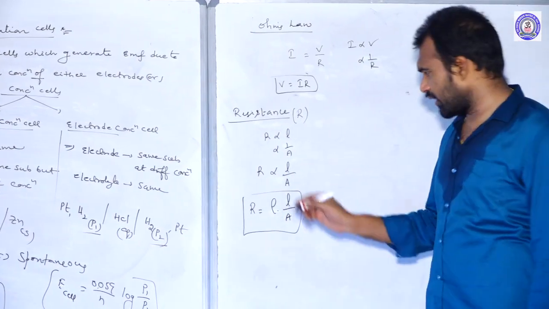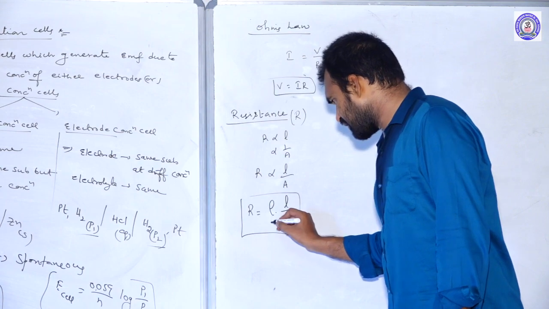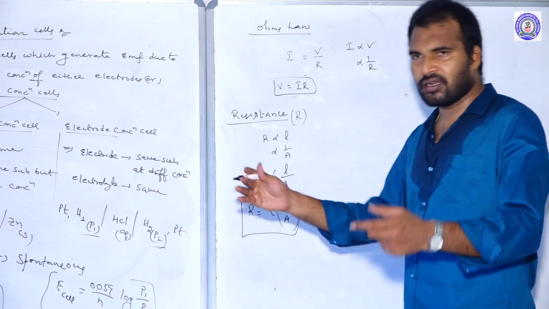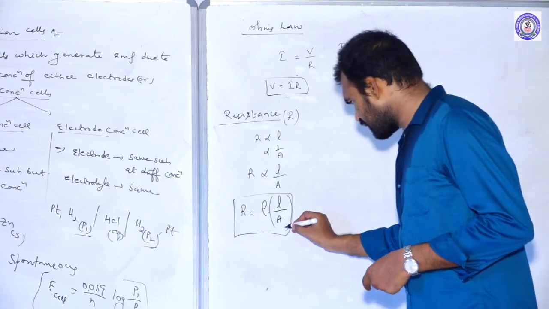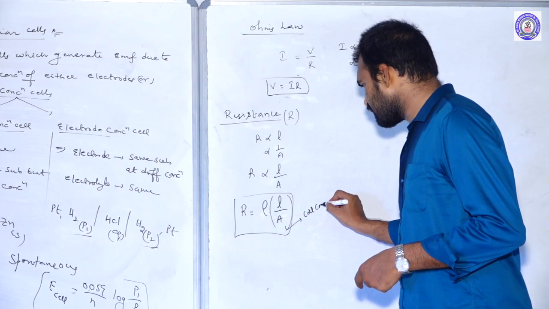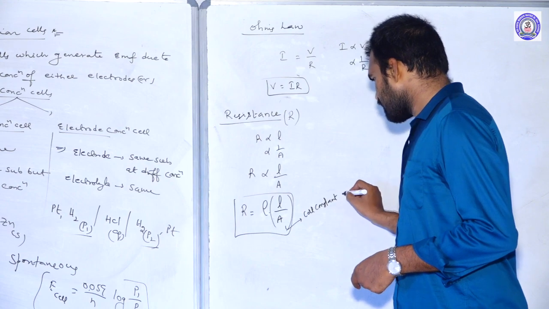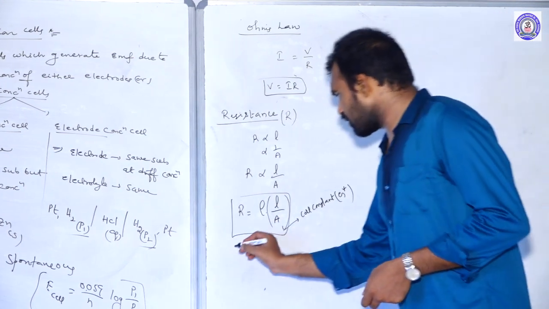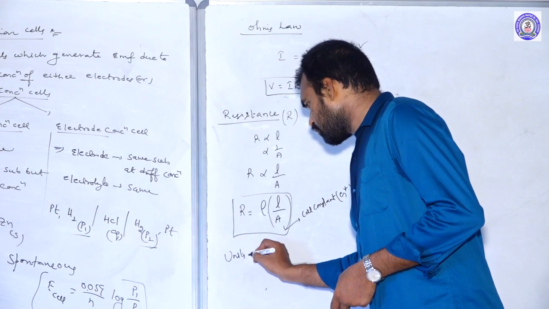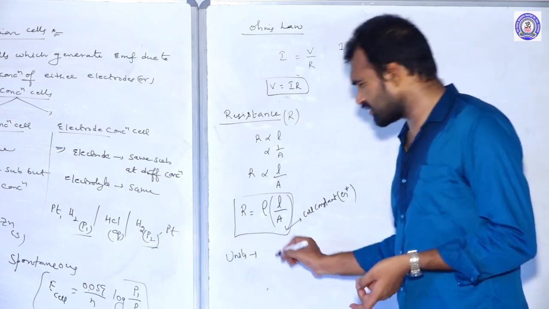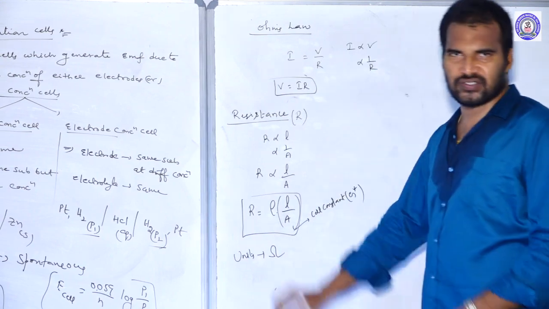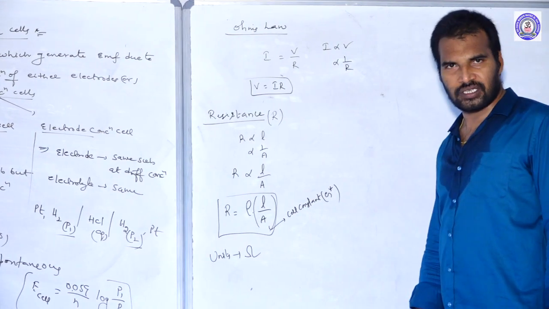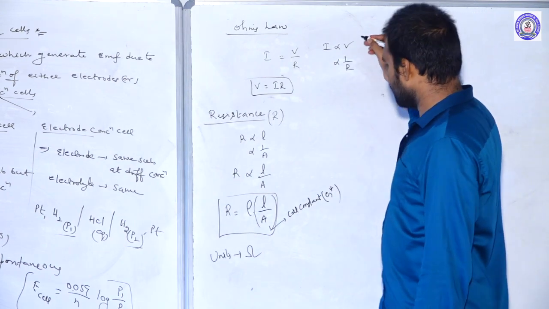R is equal to resistance, rho is equal to specific resistance, and the ratio of length to the area of cross section is what we call the cell constant. Cell constant we represent with G star. And what are the units of resistance? Resistance units are ohms. Clear? Next we move to the next topic.